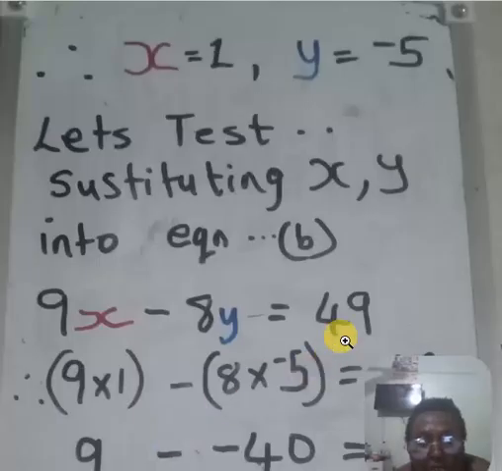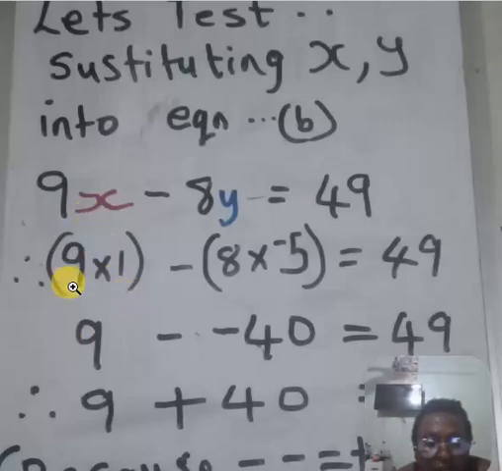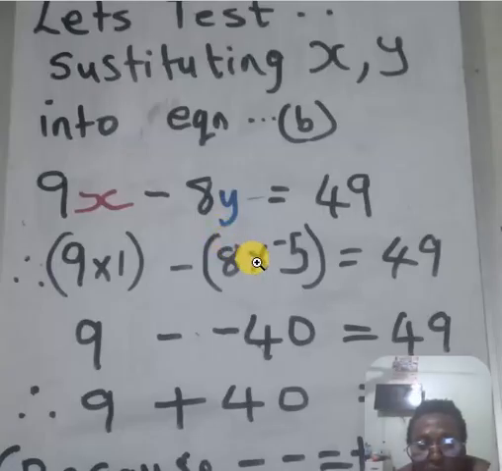So substituting in x, y into the equation, let's pick equation B, which is equation 2. 9x minus 8y, which is equal to 49. Let's substitute in for x and y. x is 1, so that's 9 times 1. y is minus 5, so that is 8 times minus 5. 9 multiplied by 1 will give us 9. Then we still have this minus here. But 8 times minus 5 is minus 40.